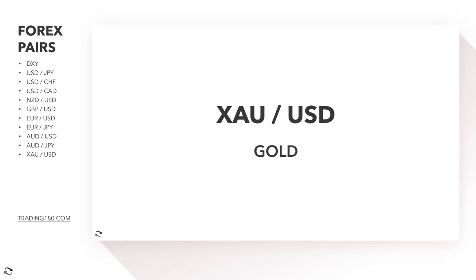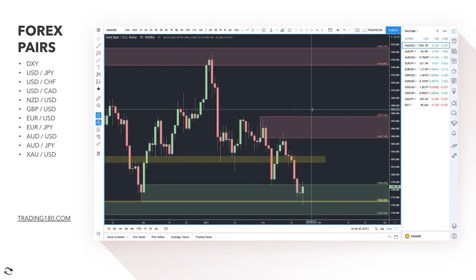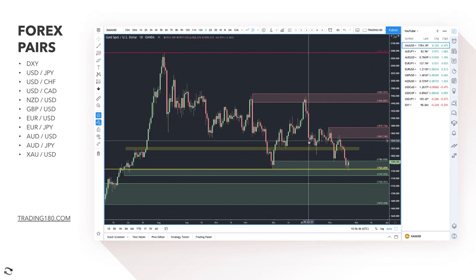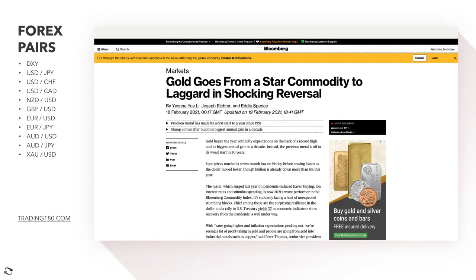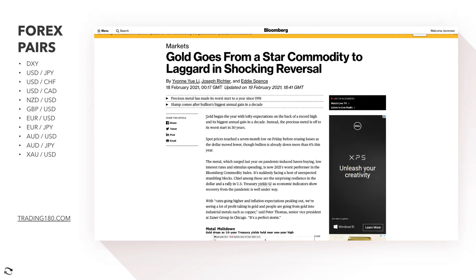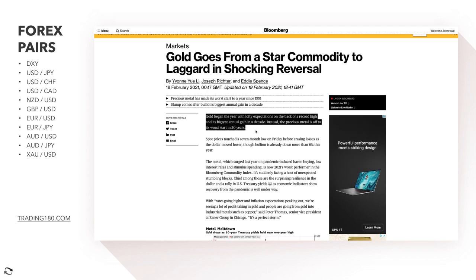Looking at gold. Finally, we have come down into a very interesting area for gold. So gold goes from a star commodity to laggard in shocking reversal. Quite sensational, but gold began the year with lofty expectations on the back of record highs and its biggest annual gain in a decade. Instead, the precious metal is off to the worst start in 30 years. I mean, that doesn't really mean anything.